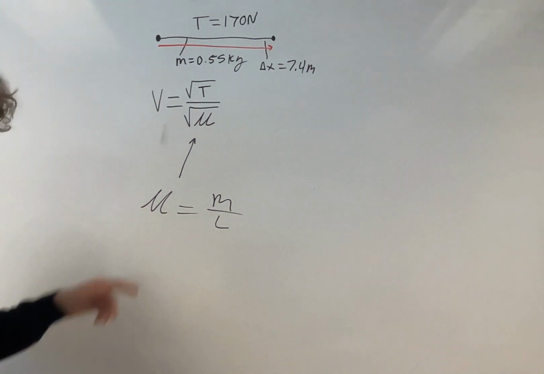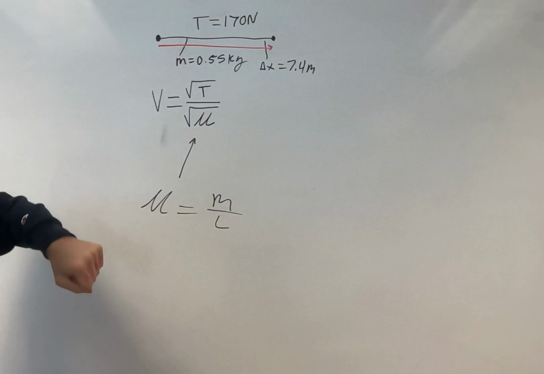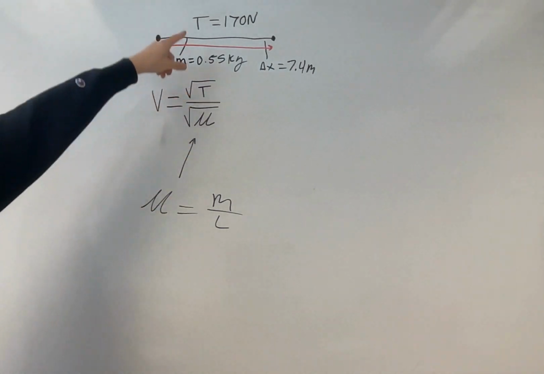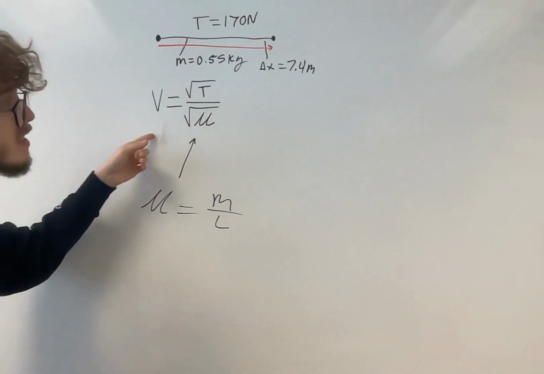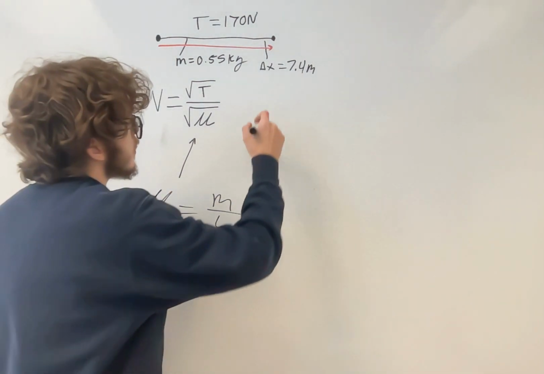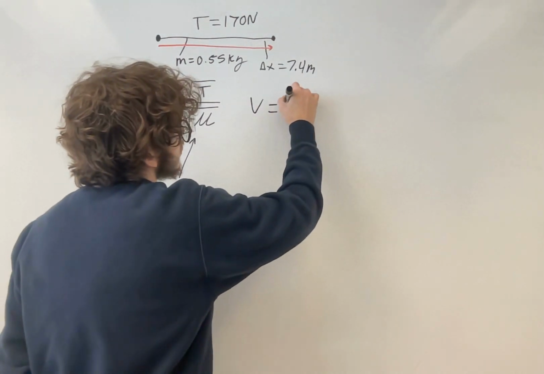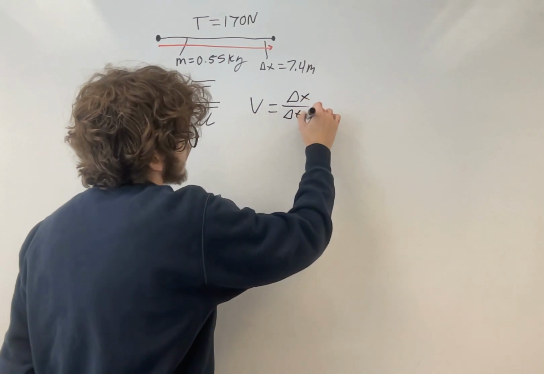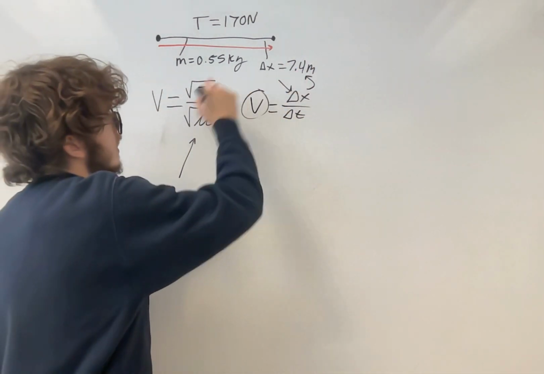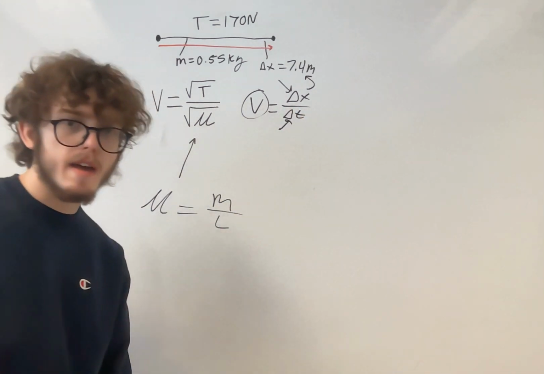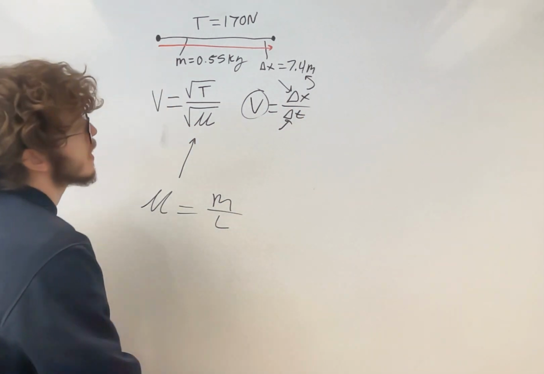So we want to figure out what this is first, because if we can find what this is, we know what tension is. It's 170 newtons on the string. Then we could find the velocity, and to find time, we know that velocity is equal to delta x over delta t, and if we know delta x to be this, 7.4 meters, we'll find velocity, and therefore we'll find time. Sound like a good plan? Let's go for it.